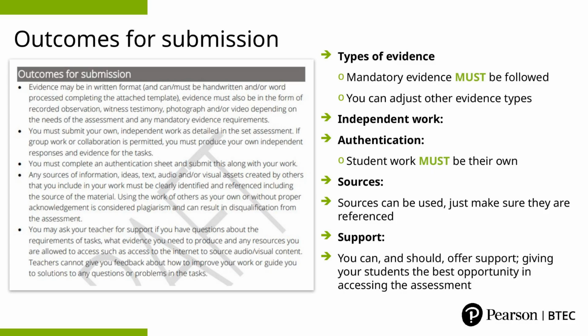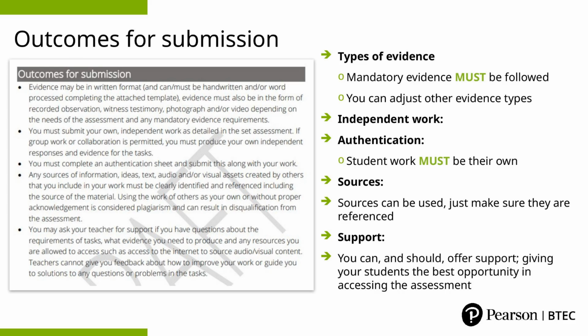For example, rather than a written assignment, a student could demonstrate their knowledge through a presentation, which is recorded and submitted as their evidence, or an observation of a task that includes a question and answer follow-up to confirm the student's knowledge and understanding. Similar to the front cover, authentication that the student's work is their own is reiterated here.